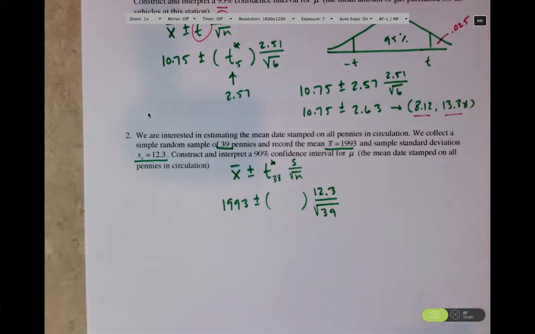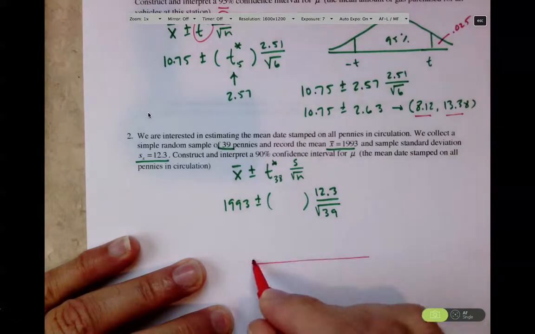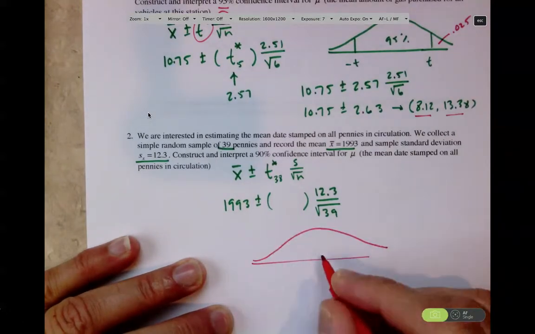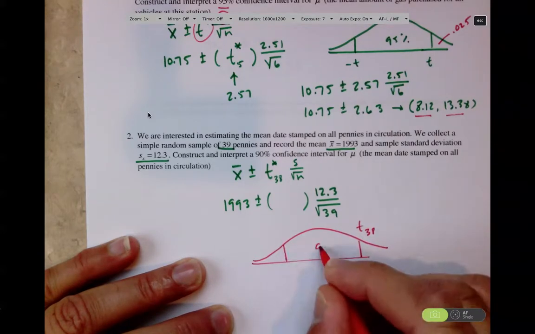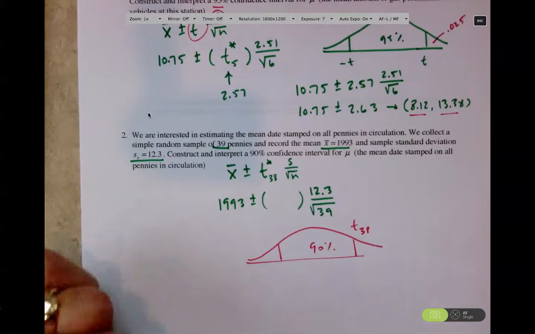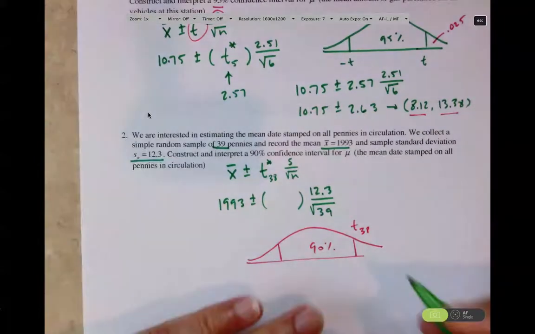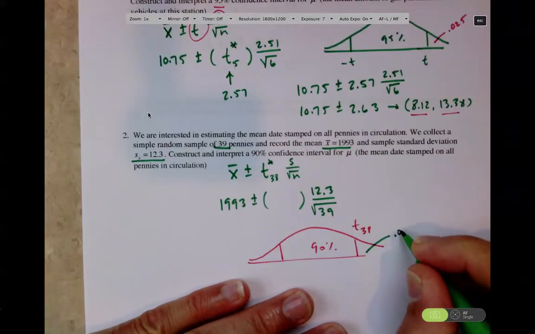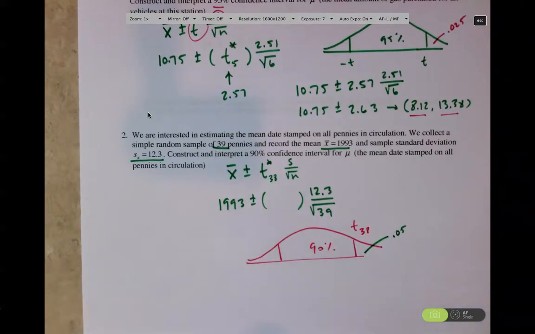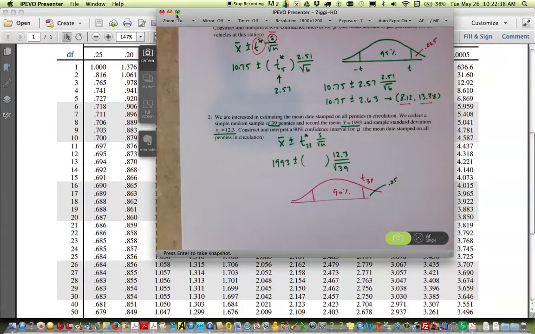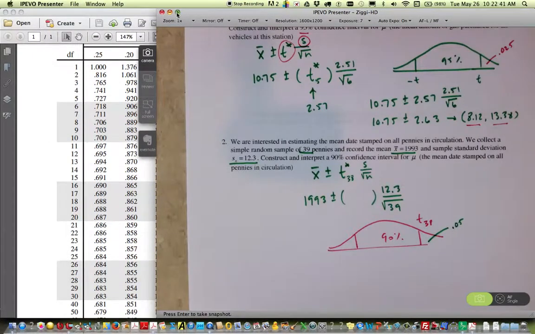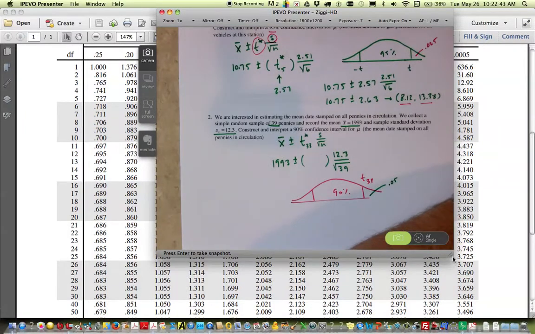So we're going to go back to the table, and we want to find out what is the t statistic with 38 degrees of freedom. We want 90% to be in between these two numbers, which means that in this right tail there's going to be 5%. Let's move this out of the way. Make this smaller.